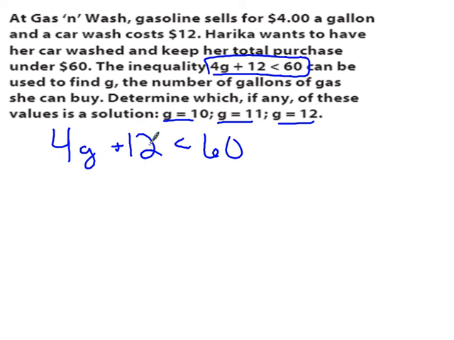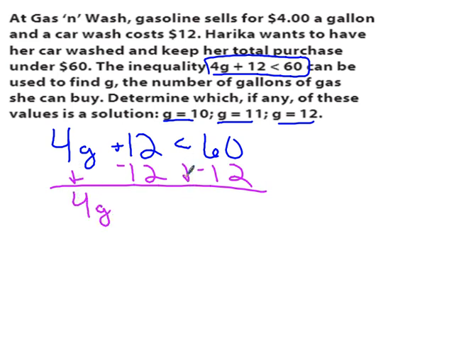So I'm going to subtract 12 from both sides. I get 4 times the amount of gallons, bring down my inequality symbol, is less than 48. So now I have multiplication here. I want to divide by 4, and I'm going to do so on both sides to make that go away. I'm left with G is less than 12. So G is less than 12.